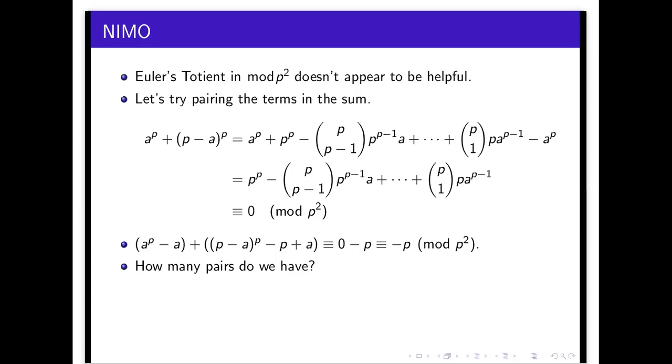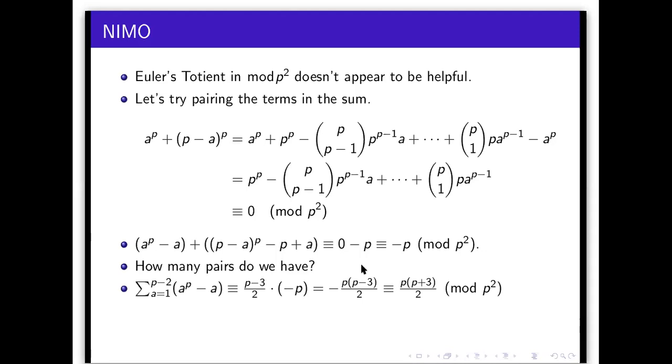Yeah, I think that's right. So first, a equals 1, if we plug that in, we just get 0. And then the remaining terms, we can pair them up. So we can pair up the term for a equals 2 and a equals p minus 2, a equals 3 and a equals p minus 3, and so on. We can pair up all of these terms. And since we have p minus 3 terms remaining, we end up with p minus 3 over 2 pairs.